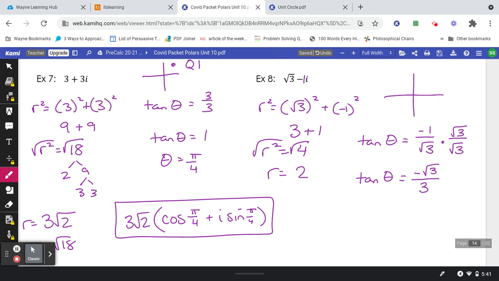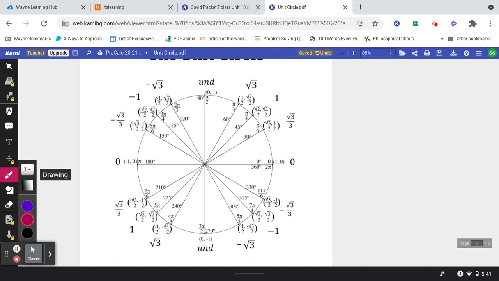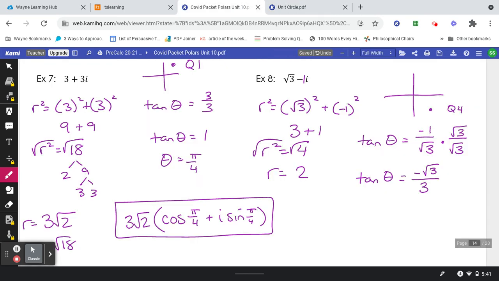Find the quadrant that you're looking for your answer in. It'd be positive forward and negative down. So you're looking in quadrant 4 for negative square root of 3 over 3. Right here, which means we're going to be using 11 pi over 6. Bring down the r. Cosine 11 pi over 6 plus I sine 11 pi over 6. And there we are.